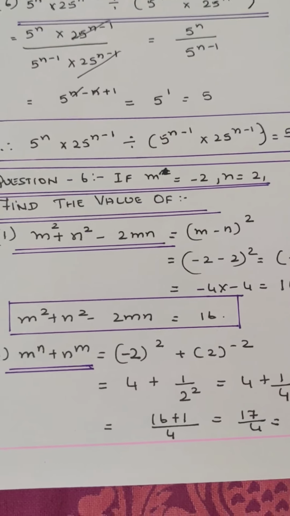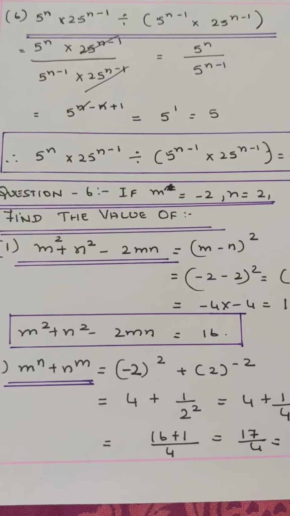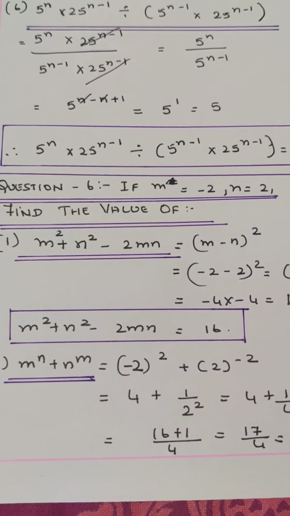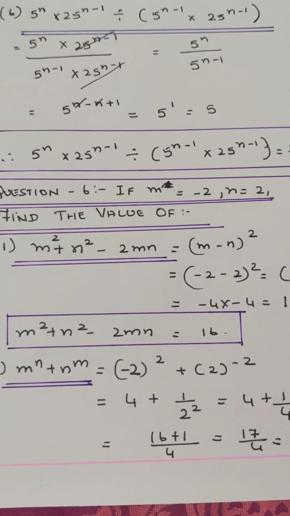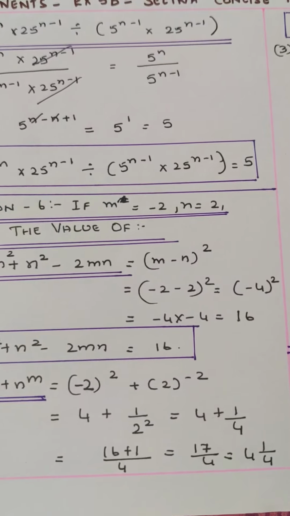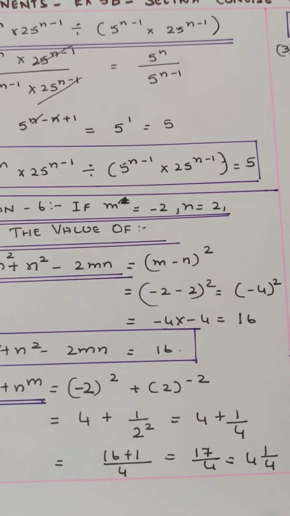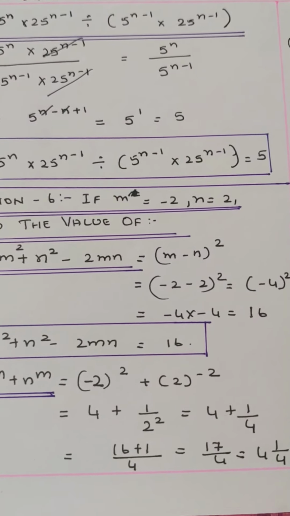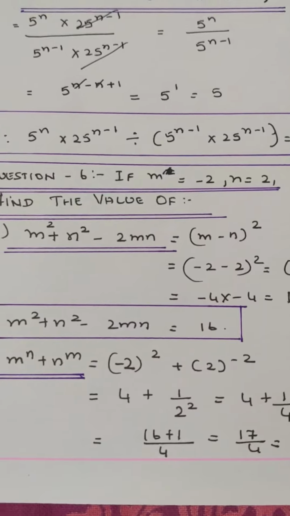So question 6 is, if m is equal to minus 2, n is equal to 2, find the value of m square plus n square minus 2mn. M square plus n square minus 2mn is nothing but m minus n the whole square. So m is minus 2, n is 2, so minus 2 minus 2, the whole square. It becomes minus 4 the whole square. So minus 4 into minus 4 becomes 16. Very simple, guys. You have to just substitute the value of m and n.